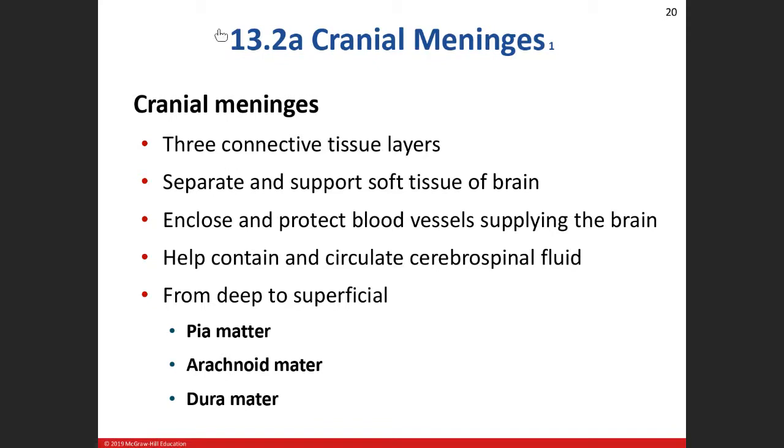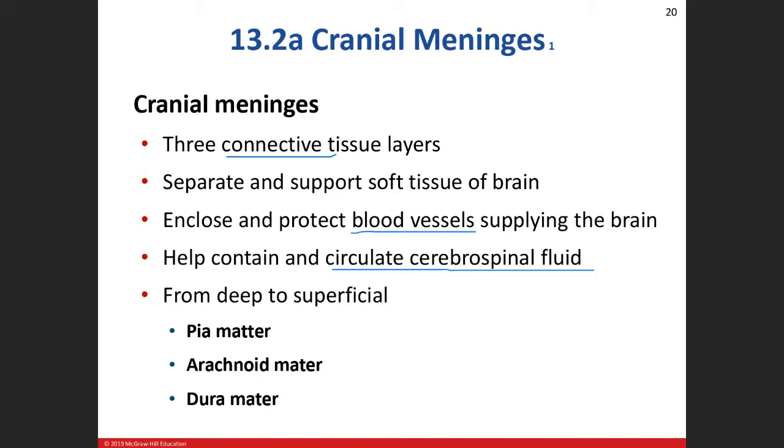They're all connective tissue, and so they'll encapsulate the brain and spinal cord. There's 3 layers to them. In some of those layers, we'll see blood vessels, but most importantly, this is where we're going to see the area that circulates the cerebrospinal fluid. It helps to contain it, keep it from leaking out, because we'll talk about the role of cerebrospinal fluid in a bit.